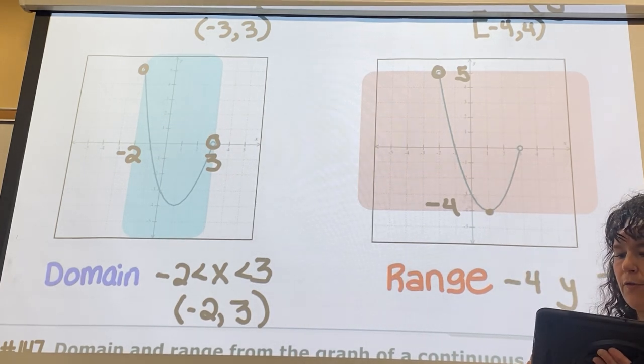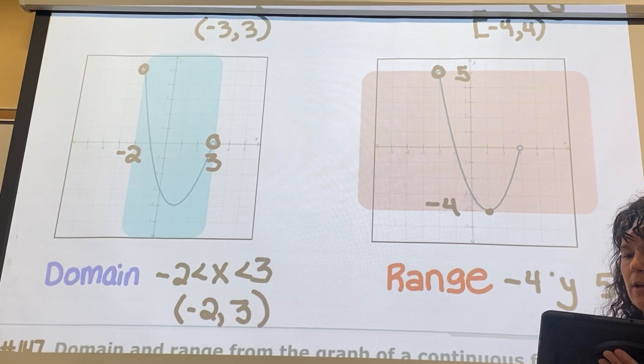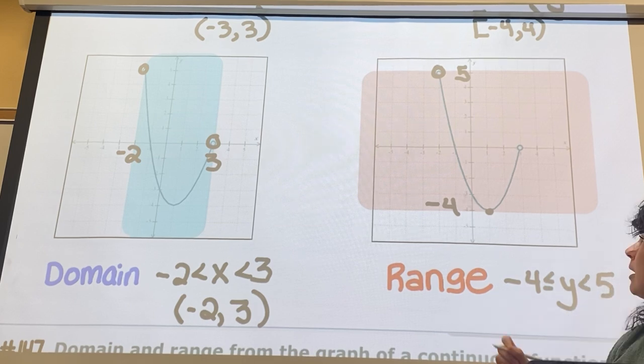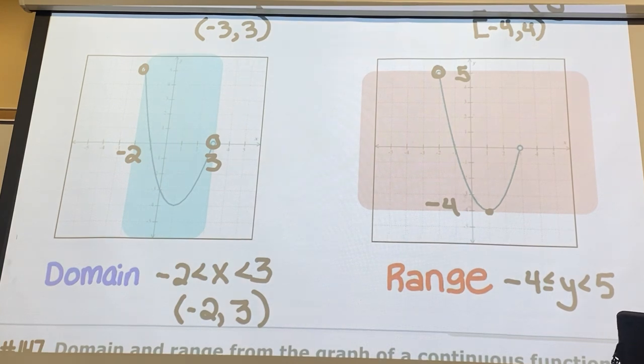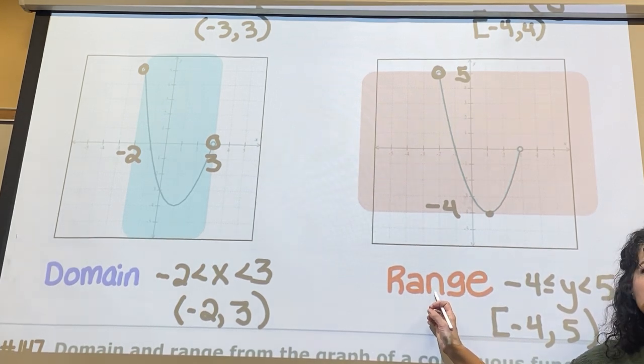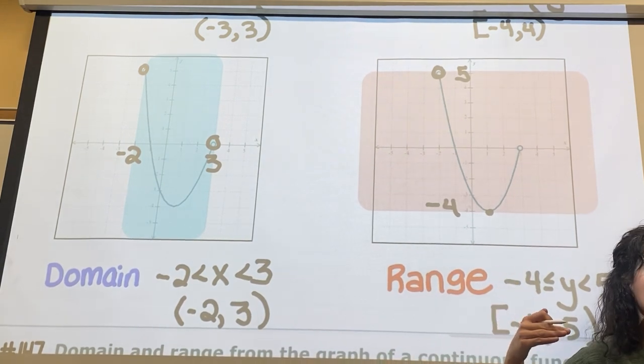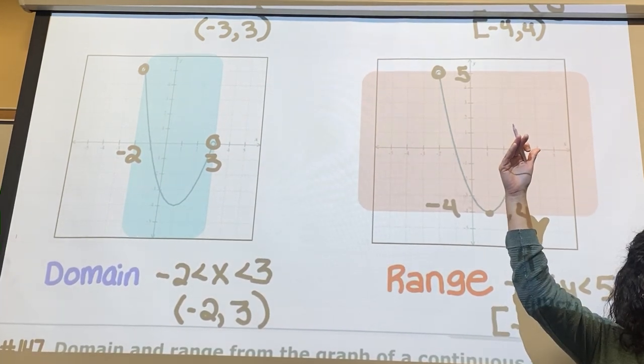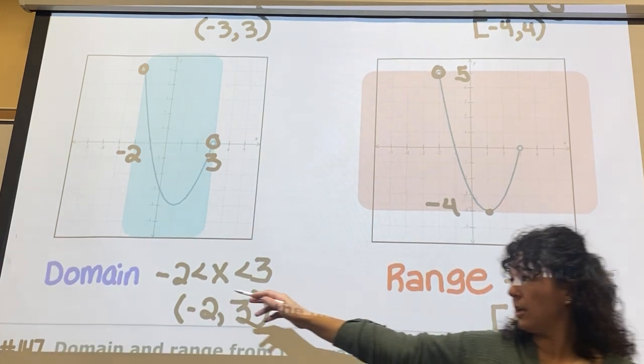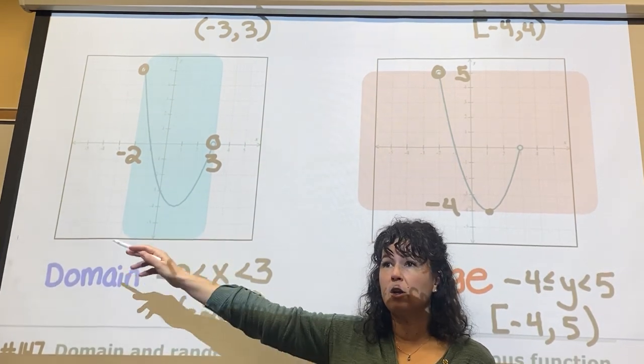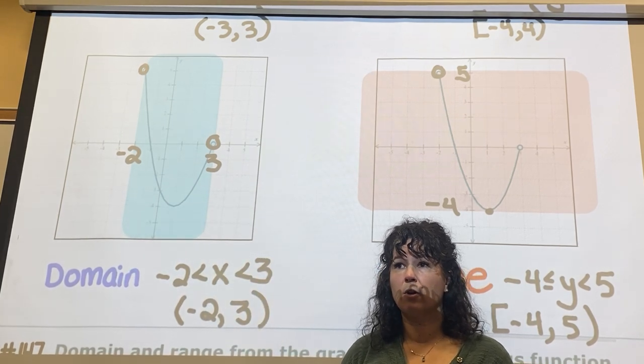So up through 5, but I'm going to leave out 5. If I use interval notation, that will be bracket -4 through 5 parenthesis. So you might want to write in your notes, when you're dealing with range, you are listing from low through high. But when you are listing domain, it's how far left to how far right.